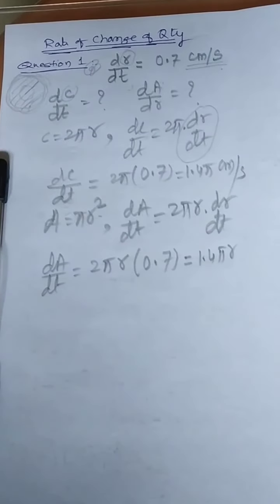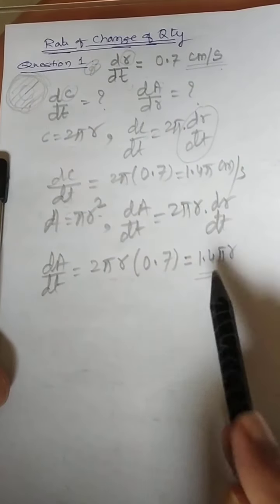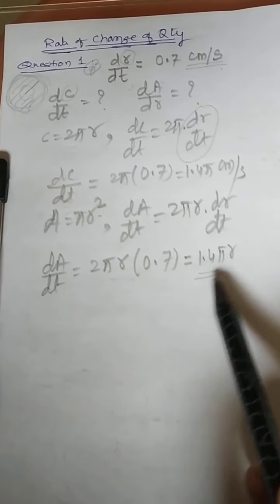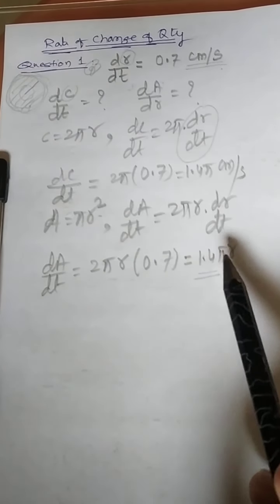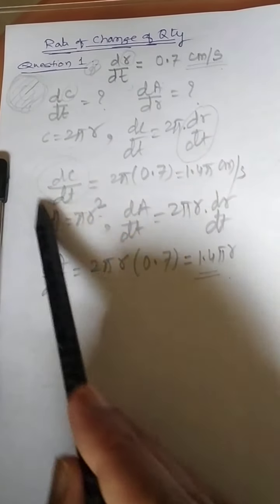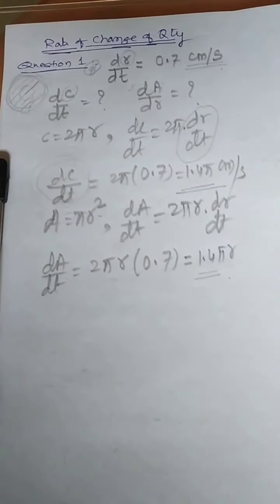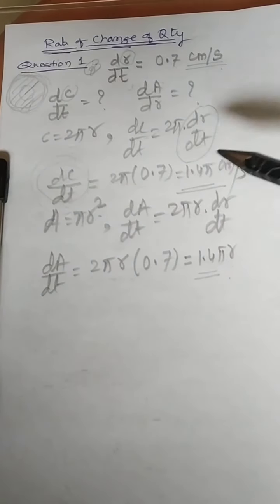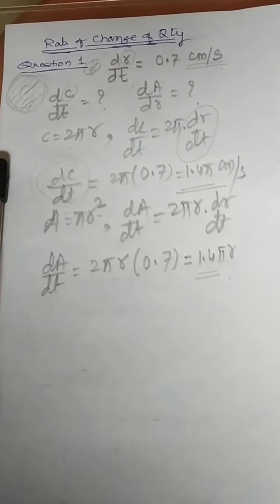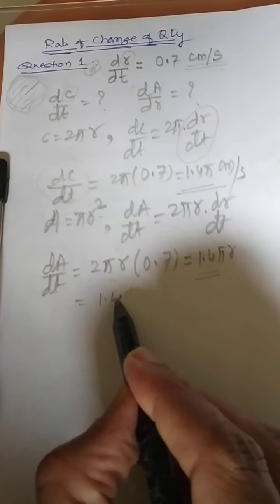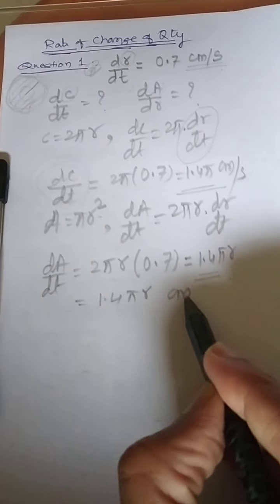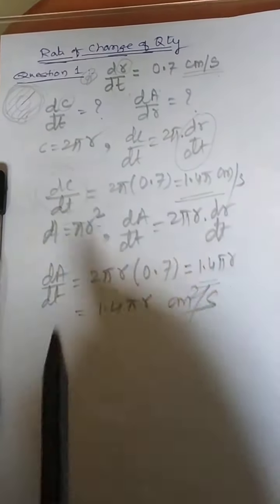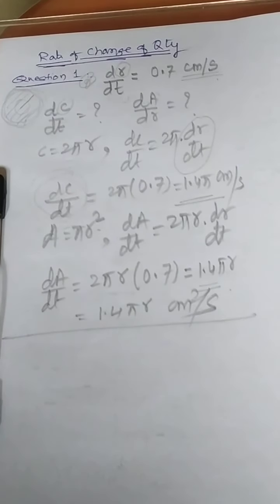Now this question can be asked at a particular instant. What is the meaning of particular instant? If the radius is 1, then the answer will be 1.4 pi. If the radius is 2, it will be 2.8 pi, and so on. This impact is not there in dC by dt. dC by dt is always fixed at 1.4 pi. It is independent of the radius, but the area covered will be different. Whenever you answer, the unit is centimeter square per second. So this is a way to answer this type of question.